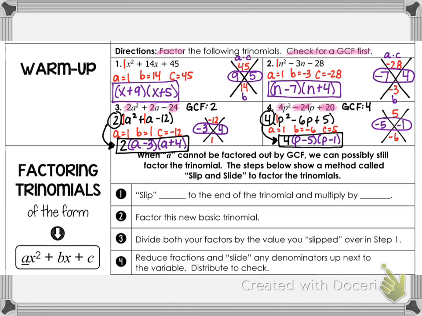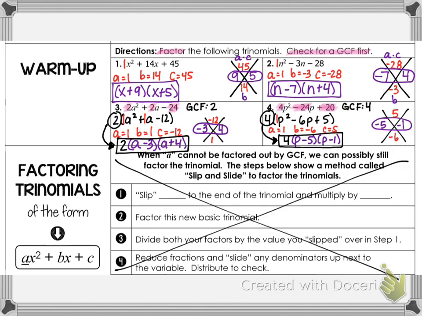So all of those, even though we had to take out a GCF in the last 2, all of those had a 1 in front of the squared term. The a squared had a 1 in front of it, the p squared had a 1 in front of it. So we can just draw the x and jump straight in.